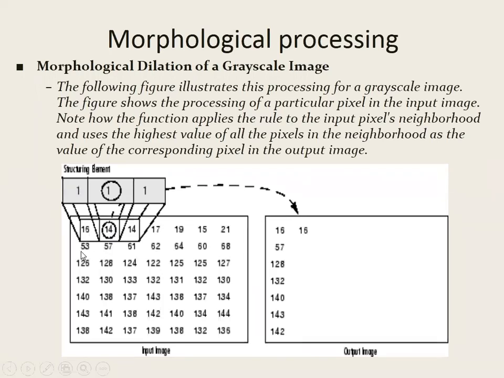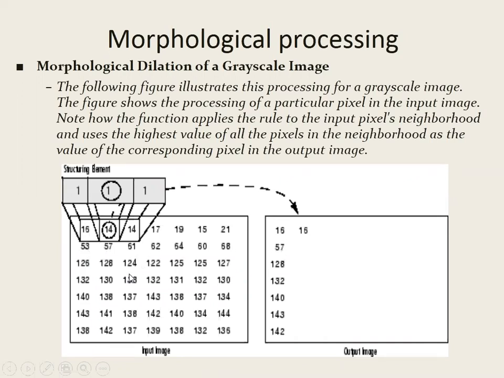So if you go down to 53 and bring that structuring element on 53, where the central pixel of the structuring element is lying on 53. To the left direction, there is no pixel to consider, but to the right direction there is one pixel. So out of 53 and 57, the maximum one is 57. So 53 should be replaced by 57.